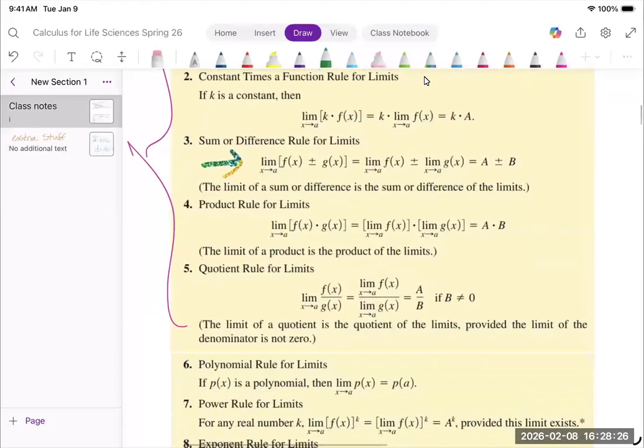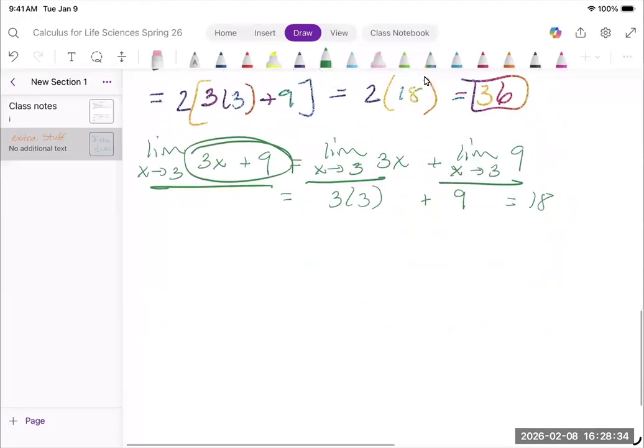Rules 4 and 5: same thing with multiplication and division. Okay, 4 and 5, the same thing is true. We can split them up into their own limits as needed.